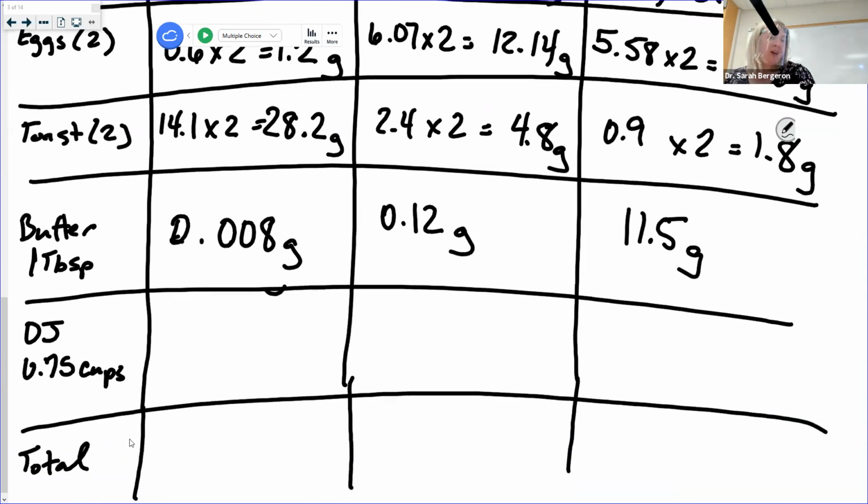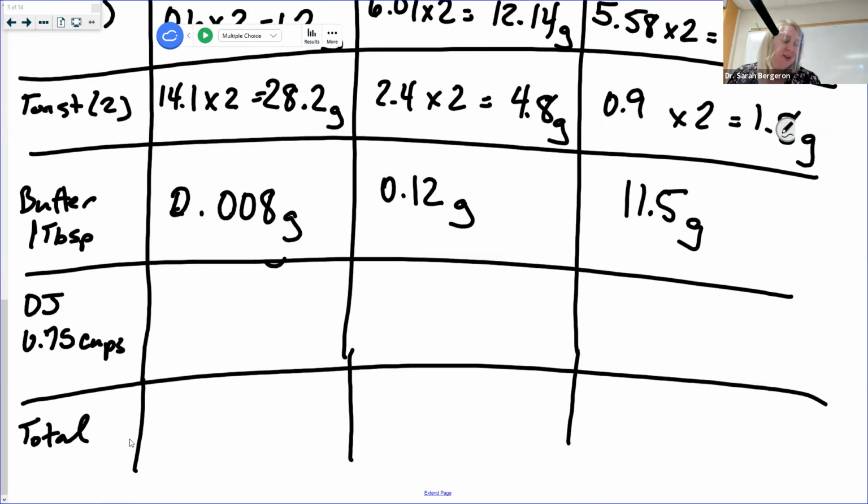Okay, OJ. It said it was 6 fluid ounces, but your table only shows you by cups. So you had to convert 6 fluid ounces to cups. I already did that for you. 6 fluid ounces is the same thing as 0.75 cups. So in 0.75 cups, how do we figure that out for orange juice? You would take the value for 1 cup. What's the carbohydrate grams for 1 cup? 27 grams, but we only have 0.75 of a cup, right? So multiply it times 0.75, what do you get?